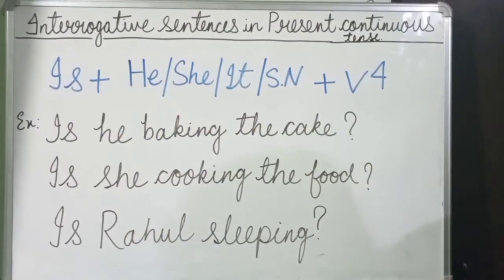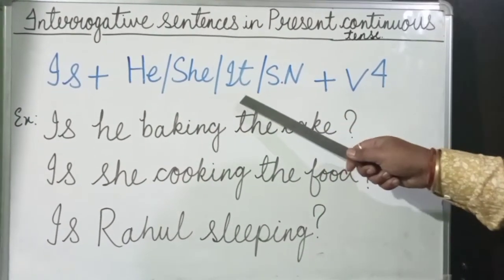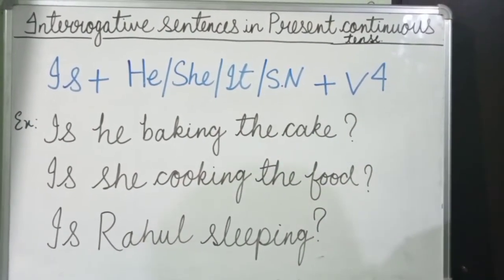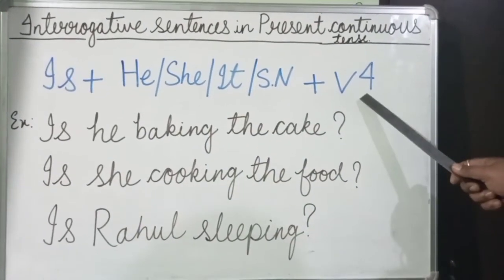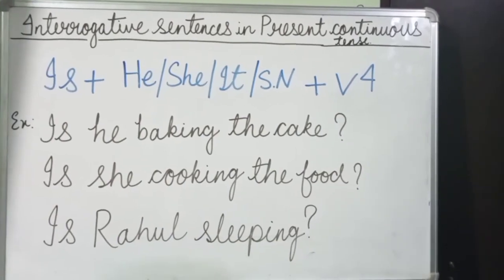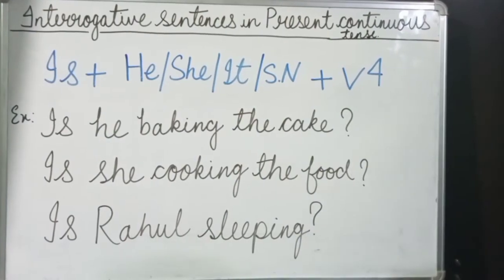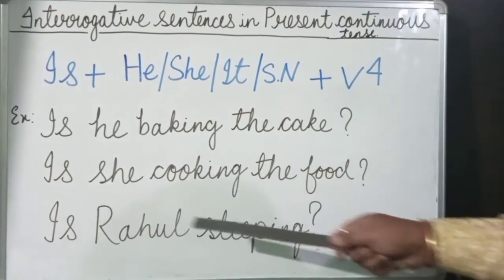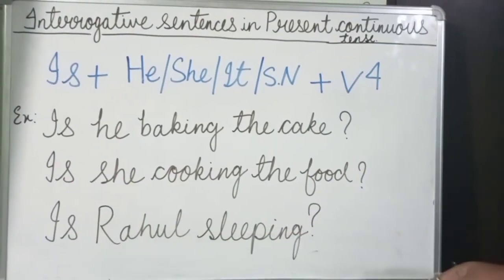For third person singular subject, that is he, she, it or any single name, we have to add is in the beginning and the fourth form of verb afterwards. For example, is he baking the cake? Is she cooking the food? Is Rahul sleeping? So this is how, children, we make interrogative sentences in present continuous tense.